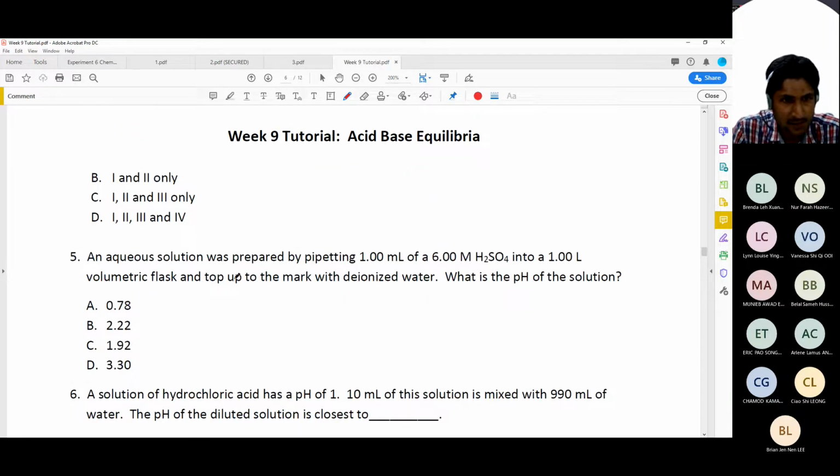Question number 5 says an aqueous solution was prepared by pipetting 1 milliliter of 6 molar sulfuric acid into a 1 liter volumetric flask and topping up to the mark with deionized water. What is the pH of the solution? Any question anybody has?